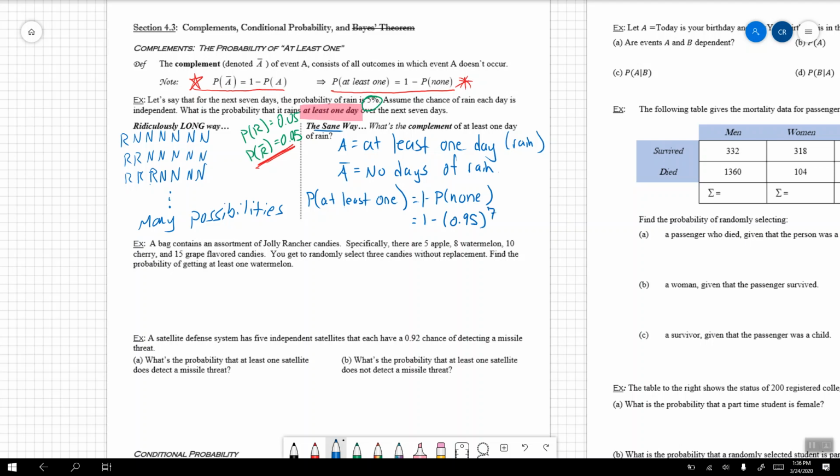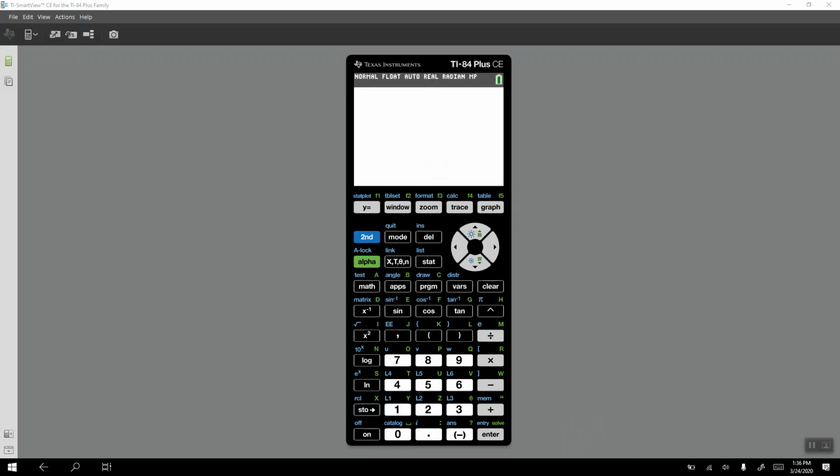Now, when we do this, we can just go ahead and easily find this probability on our calculator. So here I have the calculator, and we're going to say that's 1 minus 0.95 raised to the power of 7. I'm going to go ahead and hit enter at this point in time, and we get this numerical value.